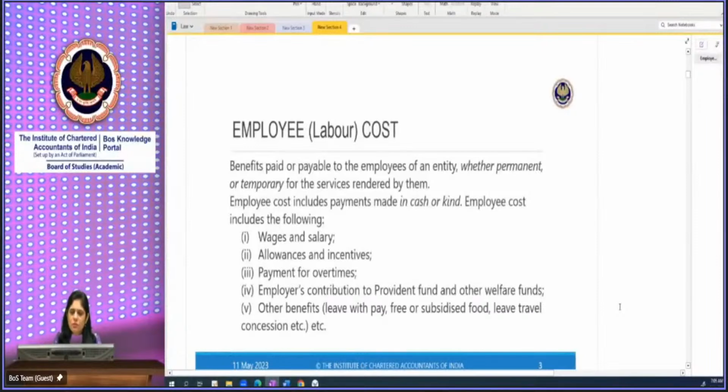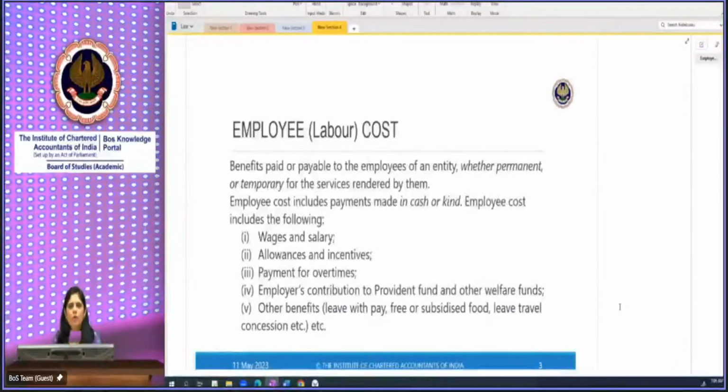So what all does it include? It includes cash and kind benefit facility, everything it includes. So wages and salaries, which are generally paid in cash, allowances and incentives, payment for overtime, employer contribution to provident fund and other welfare funds. So there's a provident fund, which is a retirement benefit fund.